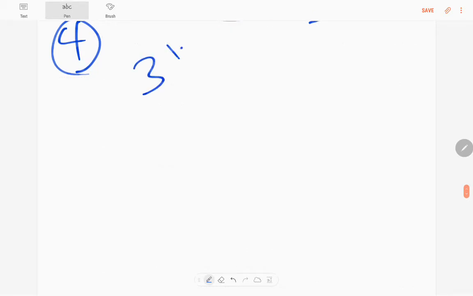Solve the inequality. 3 to the x less than 2187. So I think I'm going to save that for the calculator video, because I want you guys to do that one with a calculator.